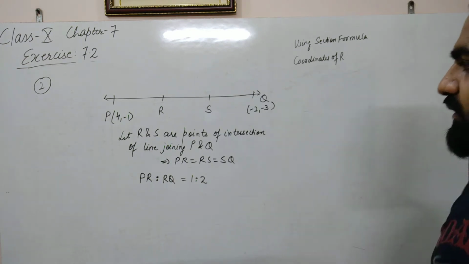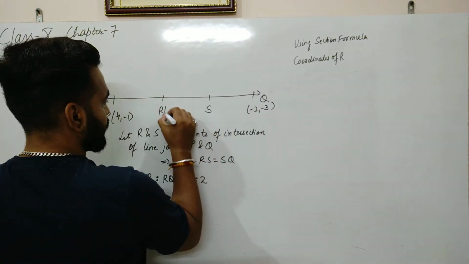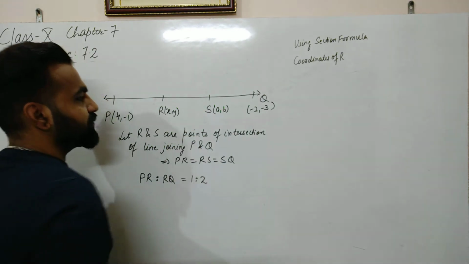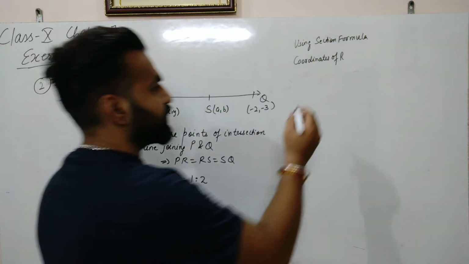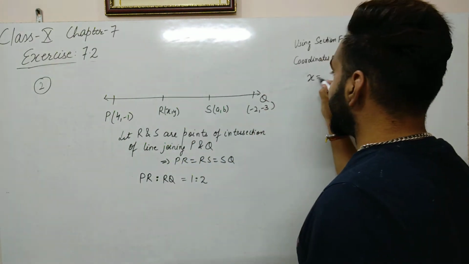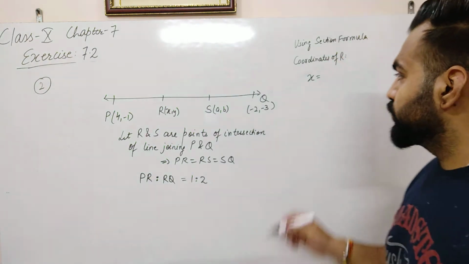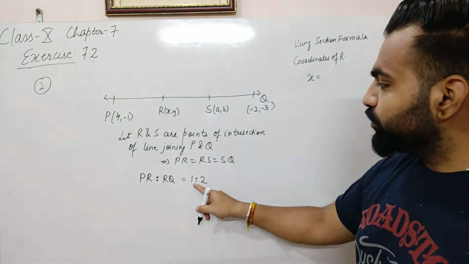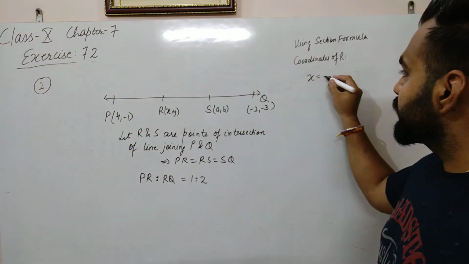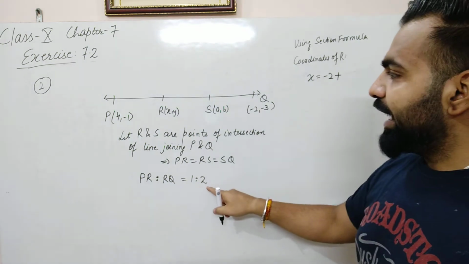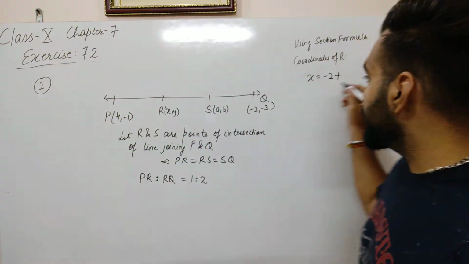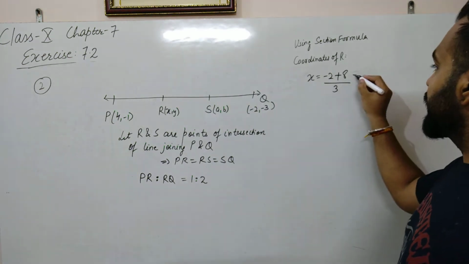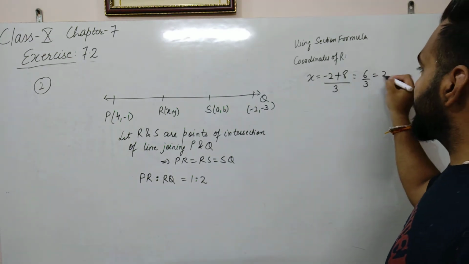Let us say this is x comma y and this is a comma b. Clear? So coordinates of R, x will be equal to mx2 plus nx1 upon m plus n. The ratio is 1:2, m is 1, m into x2, 1 into -2, plus nx1, 2 into 4, 8, upon m plus n, 1 plus 2. So this will be 6/3, 2.